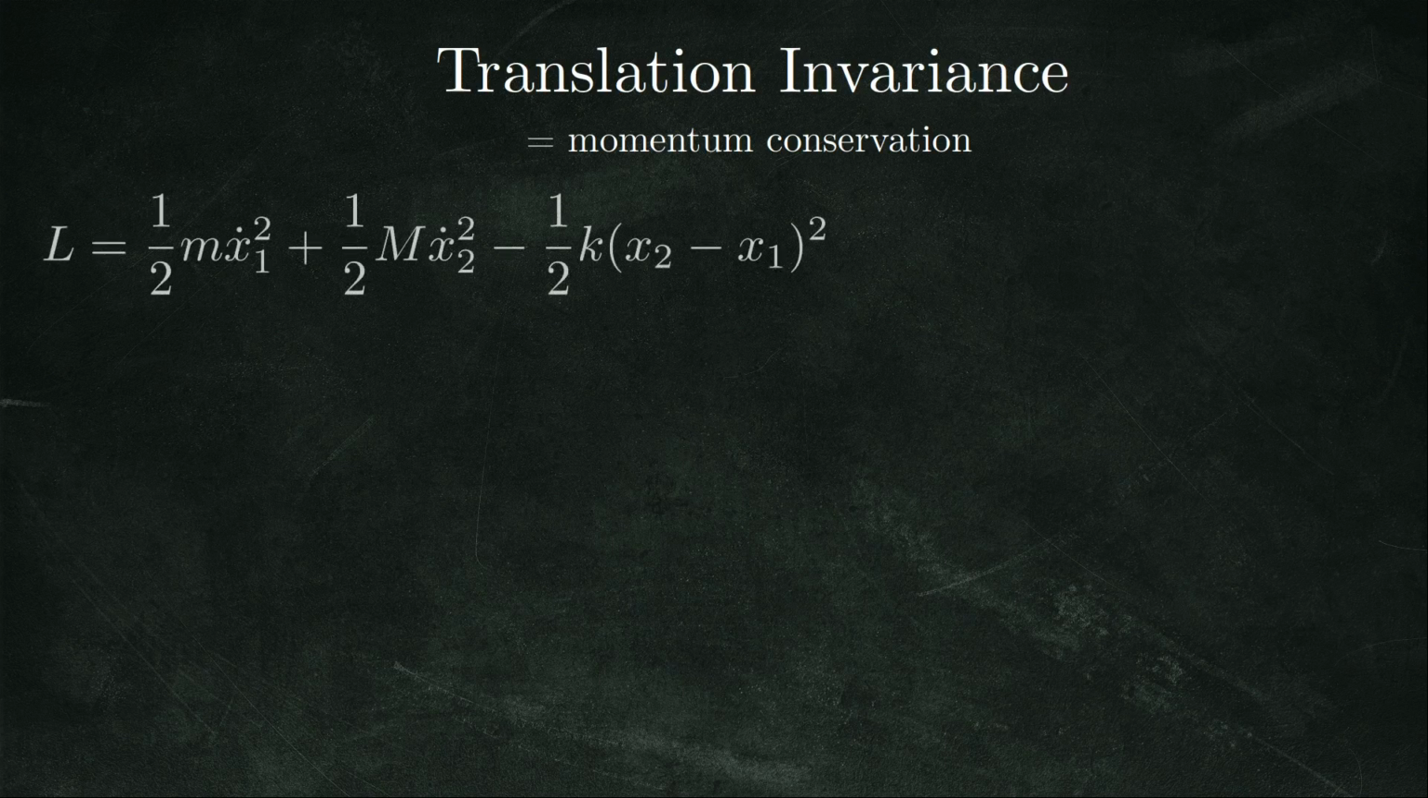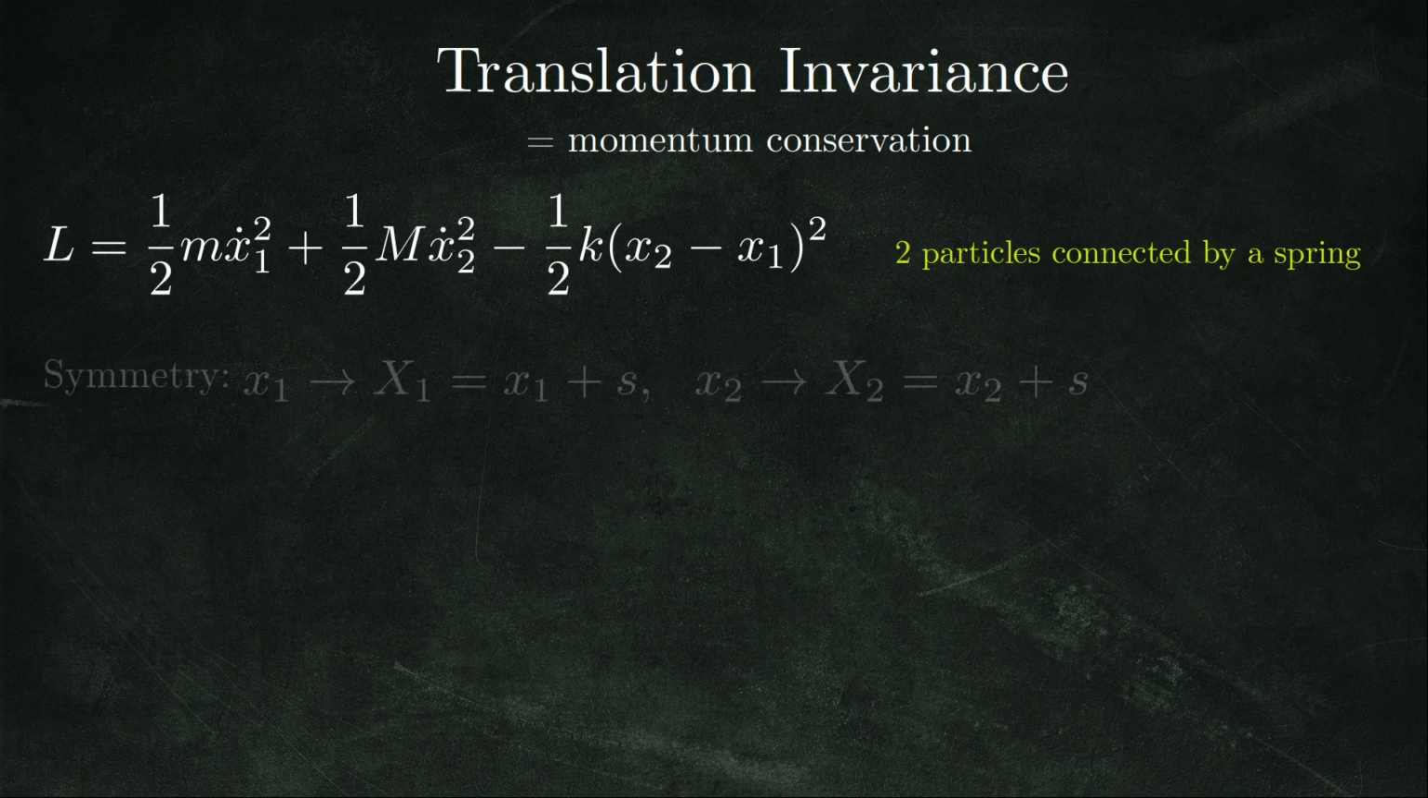Okay, so this is our Lagrangian, and this is the Lagrangian for two particles connected by a spring with constant k, or it could be the Lagrangian for something like a diatomic molecule where k represents the force between the two atoms. And the symmetry in this case is if we take both x1 and x2 and we shift them by an amount s. So that is, we take both coordinates and we shift them by the same amount. Or we take our diatomic molecule and we just move it s meters to the right.